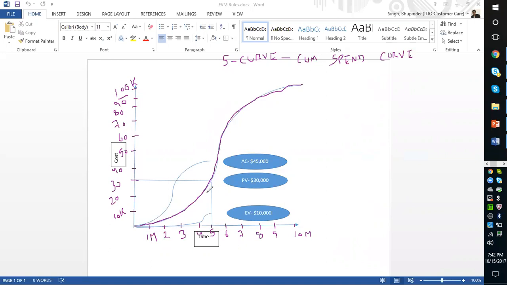Now, I have prepared the plan, so I know that I just need to connect the dots. In 5 months, I'm connecting the dot over here. In 5 months, I should have spent $30,000. This is my plan. No dispute about it. This is what I planned, right? So I've just mentioned over here in the front, plan value is $30,000.